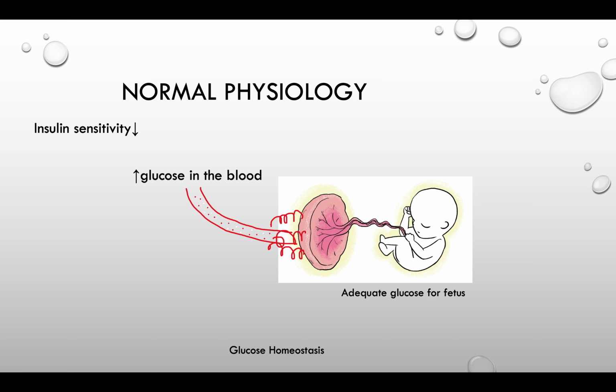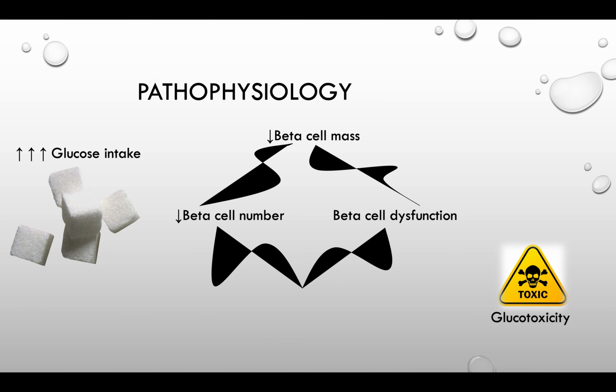The pancreas, aiming to maintain glucose homeostasis, experiences beta cell hyperplasia, which means that higher levels of insulin will be produced to combat the reduction in insulin sensitivity. How does the normal physiology change to pathophysiology?